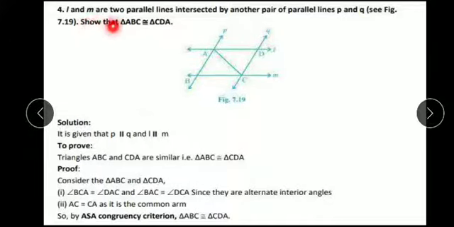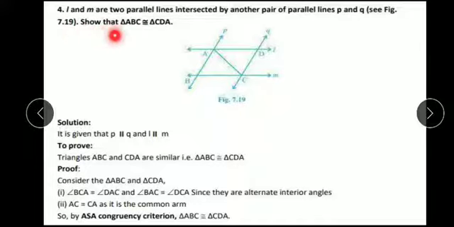L and M are two parallel lines intersected by another pair of parallel lines P and Q. L and M are two parallel lines, you can see in the diagram. This is L and this one is M. Now these two parallel lines are intersected by another two parallel lines. One is P, the other one is Q, as you can see in figure 7.19.